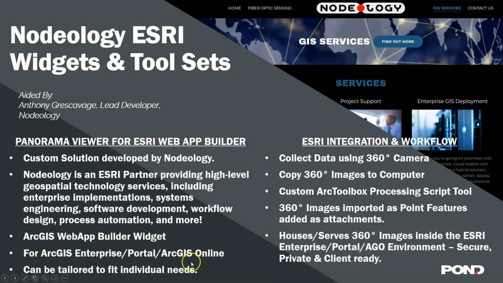So with the ESRI integration and workflow for this widget by Nodology, the workflow would be to collect data using a 360-degree camera. Then you would copy the 360-degree images to the computer and create a custom Arc Toolbox processing script tool. The 360-degree images are imported as point features added as attachments. It houses and serves the 360 images inside the ESRI Enterprise Portal or ArcGIS Online environment, which are secure, private, and client ready.